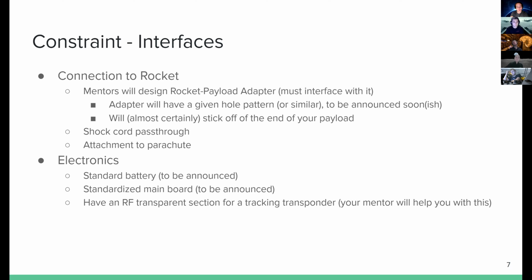There are some other small things. You have to have a pass through for a shock cord. That probably doesn't make a ton of sense to you right now, especially if you haven't worked with model rockets before. Basically, there's going to be a rope. It's relatively thin. That's going to have to go, when your payload is inside of the rocket, from one end and then past the payload up to the other side. We'll give you the sizing and dimensioning on that and give you some tips and pointers. That's a pretty common design constraint for rocket systems and honestly shouldn't be too hard.